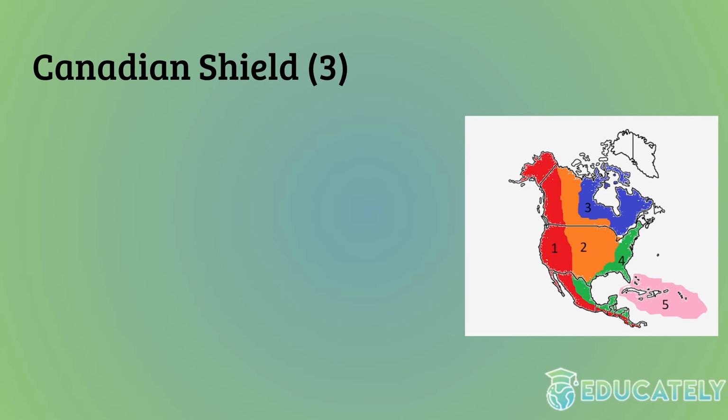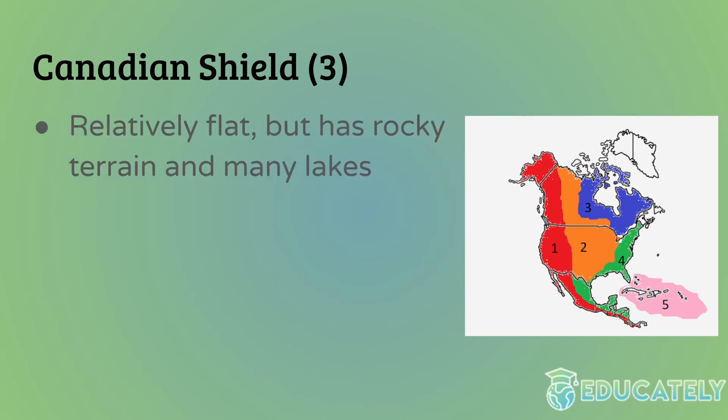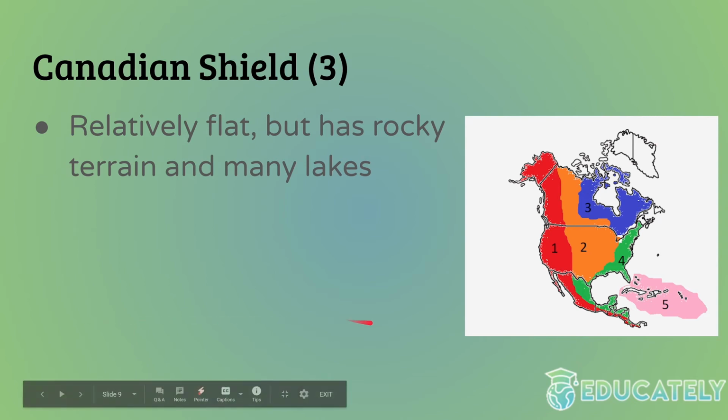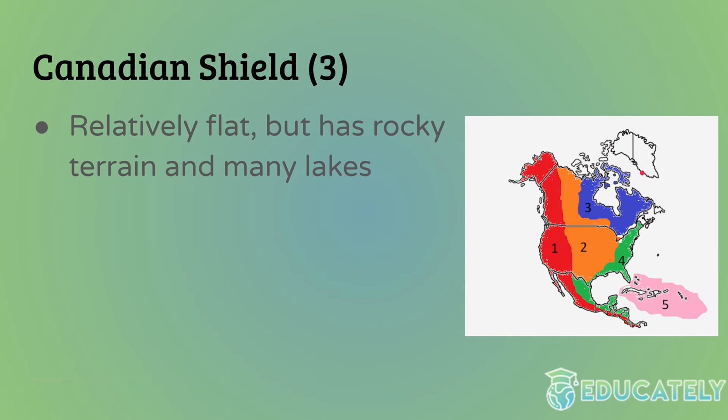The Canadian Shield, number 3, is in purple or blue. It's relatively flat, but it's not as smooth as the interior plains. It's a lot more rocky, and it has a lot of lakes and also islands. This map doesn't show that many lakes, but you can see there are a lot of islands in northern Canada. That's also a part of that terrain.